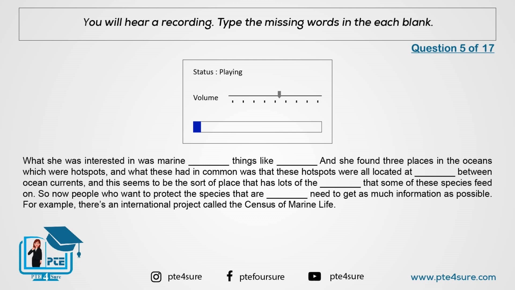What she was interested in was marine mammals, things like seals, and she found 3 places in the oceans which were hotspots, and what these had in common was that these hotspots were all located at boundaries between ocean currents, and this seems to be the sort of place that has lots of the plankton that some of these species feed on. So now people who want to protect the species that are endangered need to get as much information as possible. For example, there's an international project called the Census of Marine Life.